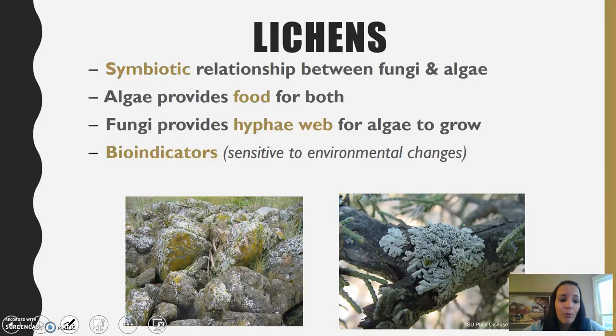So as I mentioned, we were going to get into symbiotic relationships. So there's 2 different beneficial relationships you need to be aware of. The first is lichens. So lichens are the relationship between fungi and algae. If you remember, algae is a plant-like protist. The algae provides food for both of them, and the fungi provides this nice little web that lets the algae grow. This is also known as a bioindicator, so it's very sensitive to environmental changes. So if there's pollution or something major going on, they will die.